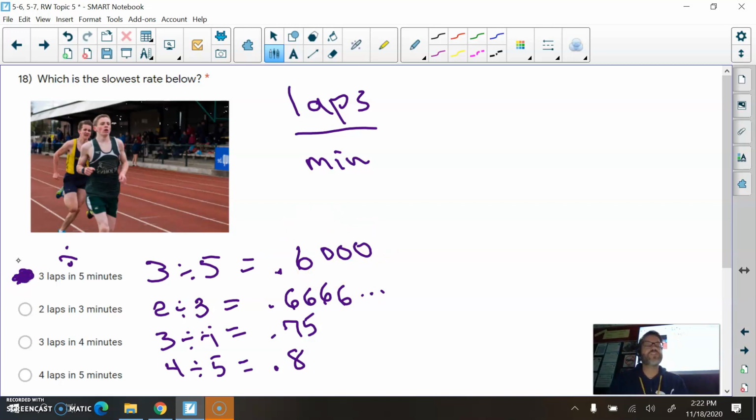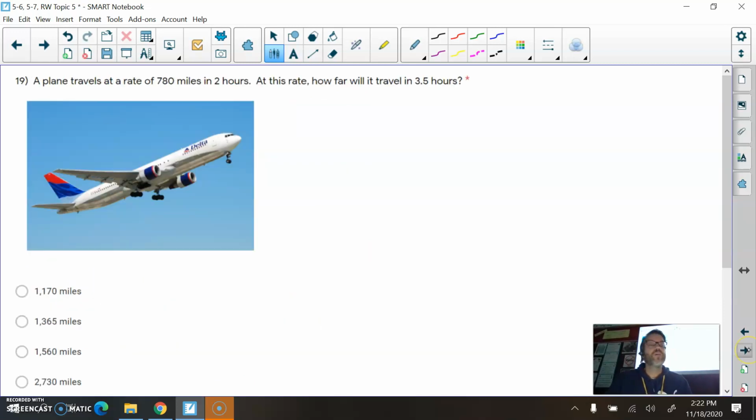Okay, and again, just take your laps per minute, divide the laps by the minutes, and figure out how many laps they are each running in 1 minute's time. These two are pretty close, but 3 laps in 5 minutes is a little bit slower. That's the slowest rate. Number 19, a plane travels at a rate of 780 miles in 2 hours.